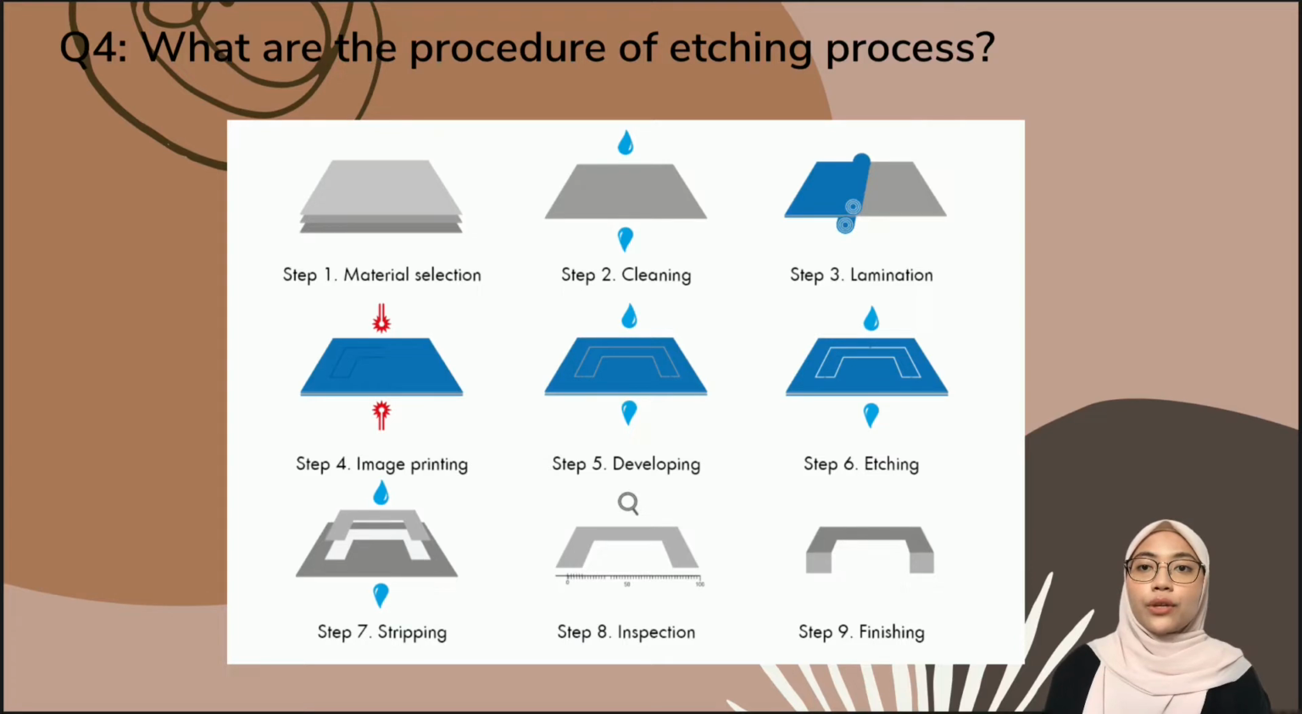In this lab, we are using a chemical etching process. What is the chemical etching process? Chemical etching process is a sheet metal machining process that is used to manufacture complex components with a very high level of accuracy.